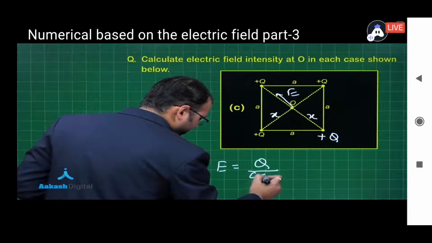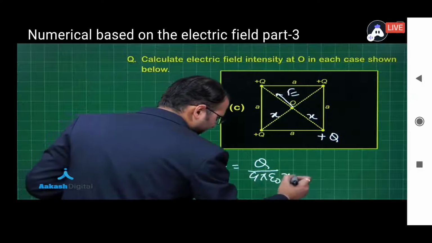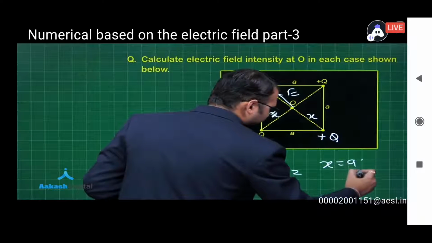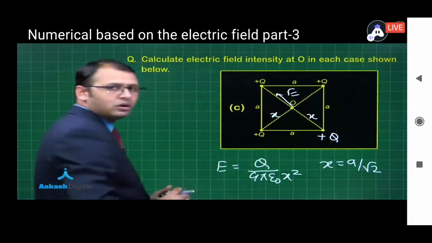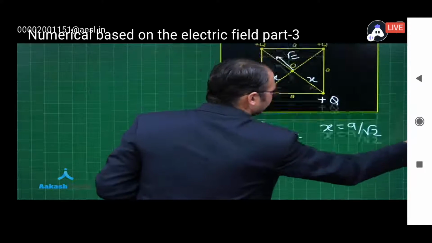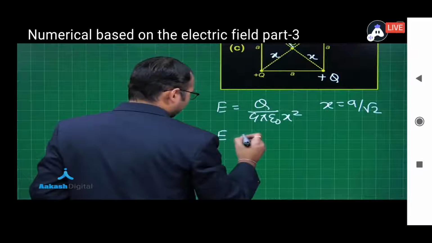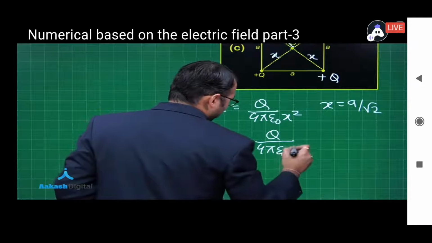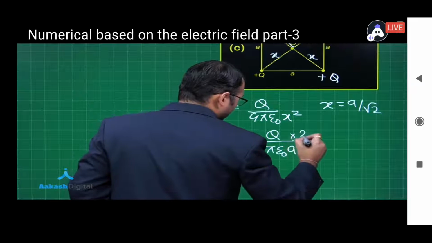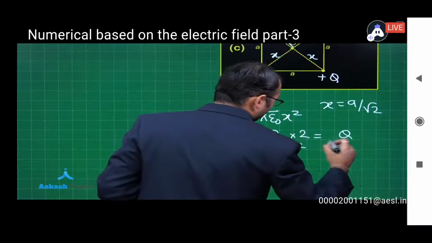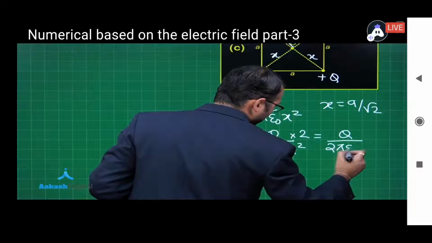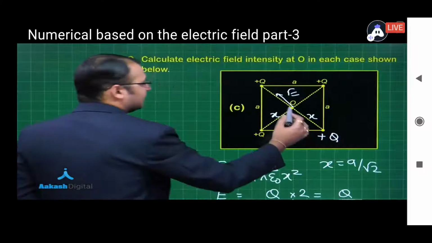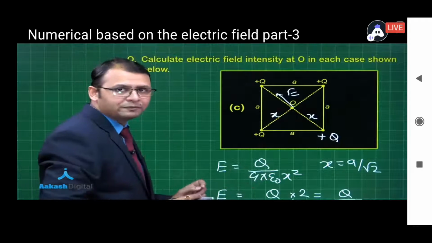upon 4 pi epsilon naught x square. What is the value of x? That would be a by root 2. If you put it there, you will get electric field E as q upon 4 pi epsilon naught a square into 2, or q upon 2 pi epsilon naught a square. This is the electric field which is applied by this charge at the center point.